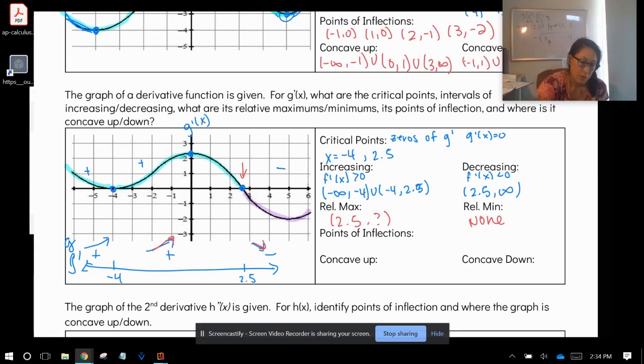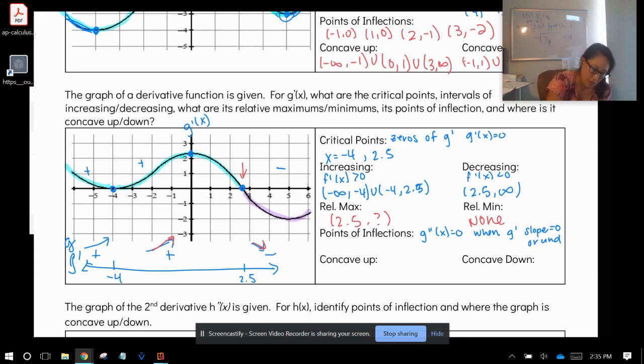All right, so how do I find my point of inflection? We're finding when the slope is 0. So when g double prime is equal to 0, or in other words, when g prime's slope is equal to 0 or undefined.